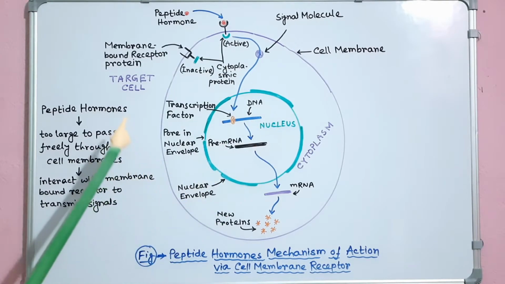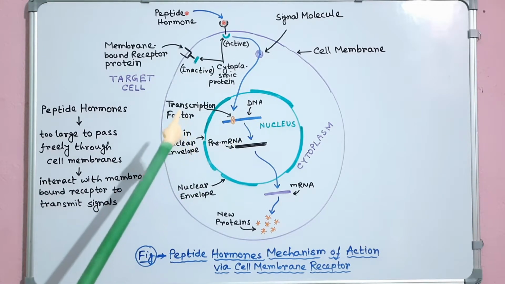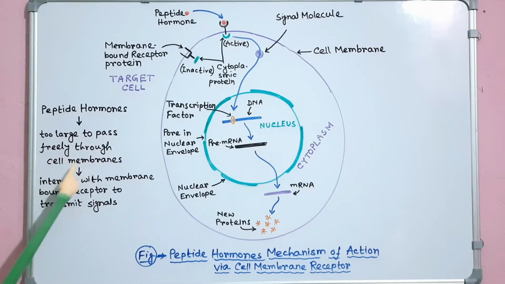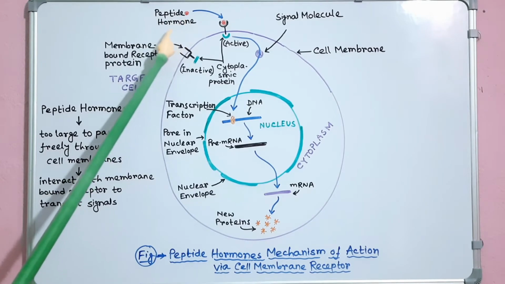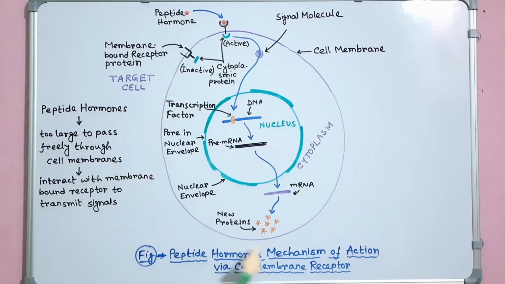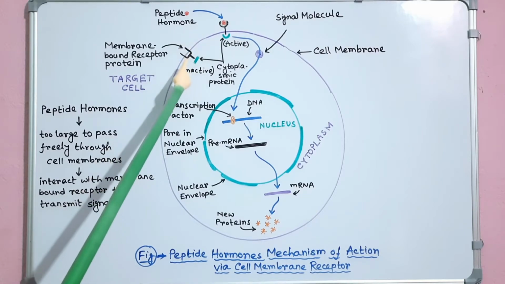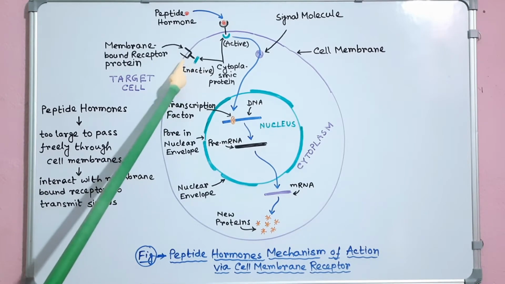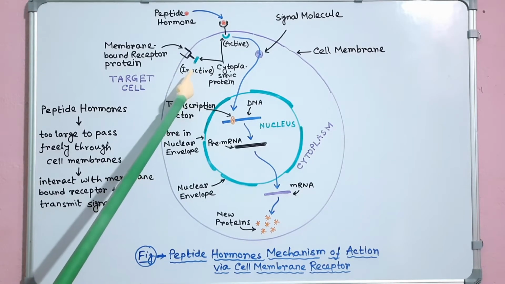In this diagram, I have shown the mechanism of action of peptide hormones. Peptide hormones are linear chains of amino acids. Peptide hormones are typically too large to pass freely through cell membranes. So, the signals that they carry must be transmitted to the interior of cells by membrane bound receptor proteins. Suppose this is a peptide hormone molecule and this is the target cell. When there is no ligand, the cytoplasmic protein which is associated with the receptor is in an inactive state.